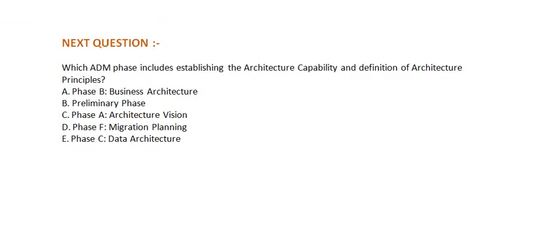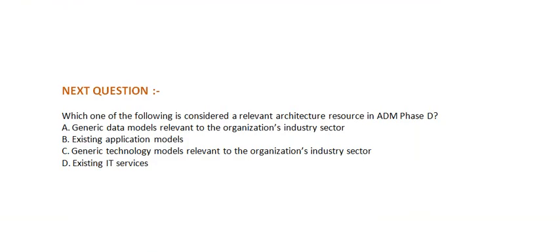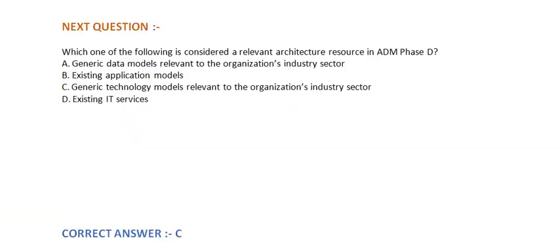The correct answer is option B. Next question is, which one of the following is considered a relevant architecture resource in ADM phase D? Option A, generic data models relevant to the organization's industry sector. Option B, existing application models. Option C, generic technology models relevant to the organization's industry sector. And option D, existing IT services. The correct answer is option C.